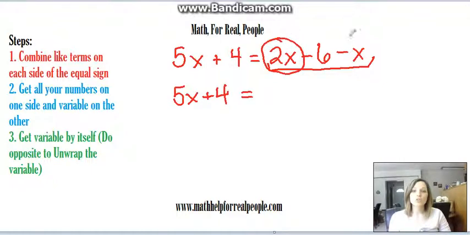You have a 2x minus x. Okay, so 2x minus x, and that's going to leave you with 1x.